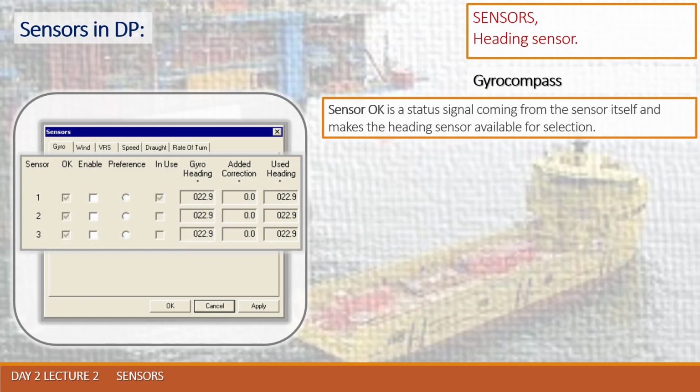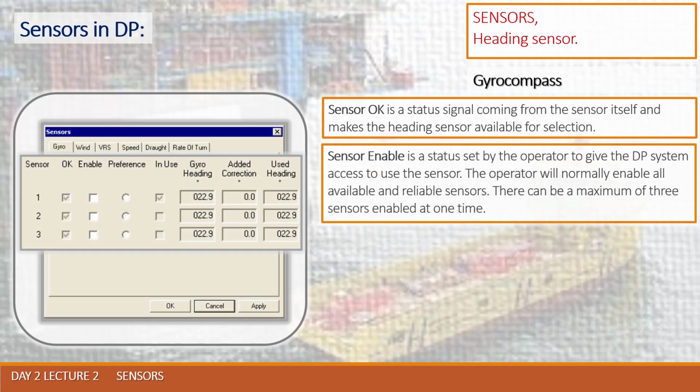Enabled is the status set by the operator to give the DP system access to use the sensor. The operator will normally enable all available and reliable sensors. There can be a maximum of 3 sensors enabled at one time.